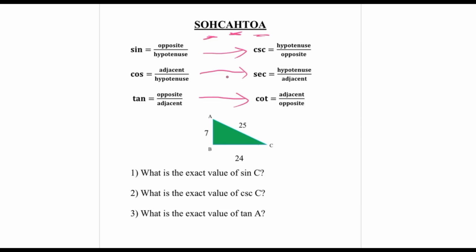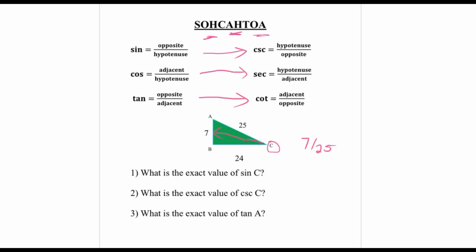Let's look at number 1. What is the exact value of sine C? So looking at angle C, which is here. Sine is opposite over hypotenuse. Remember, opposite is always the side opposite, and the hypotenuse is always the one opposite the 90. So opposite over hypotenuse, the sine of C is 7/25.